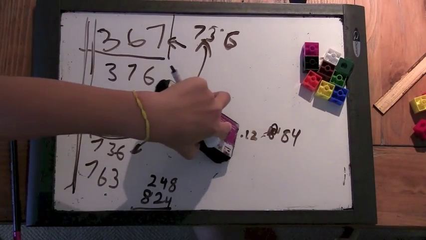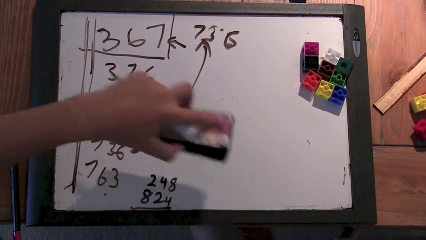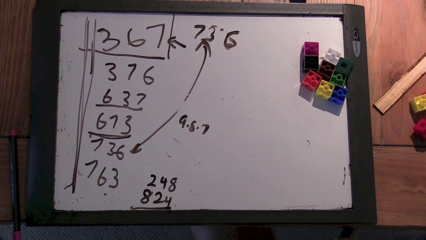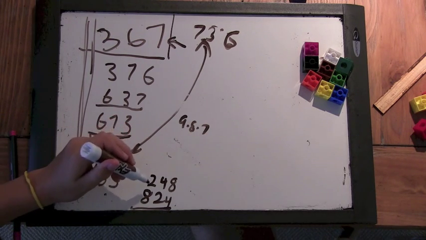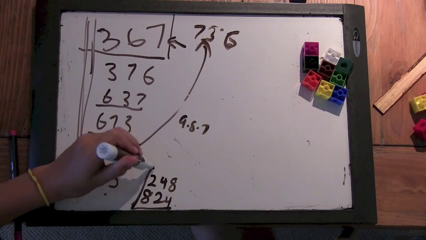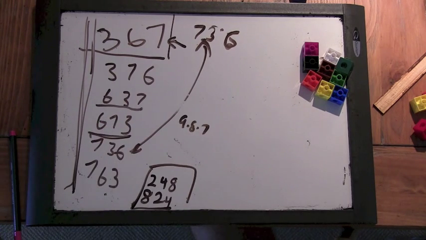Okay, so in the last movie, what did we find? We found there's 84 ways to choose 3 digits out of 9. But order matters, because these two things are different numbers.